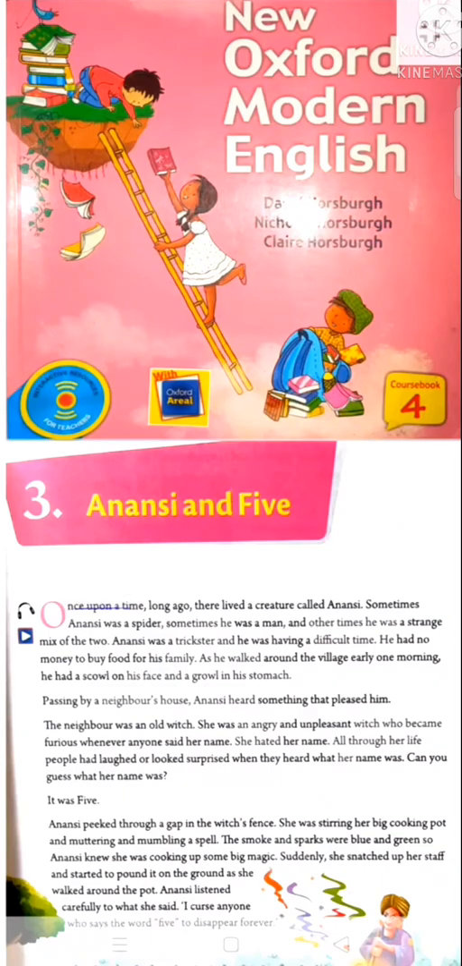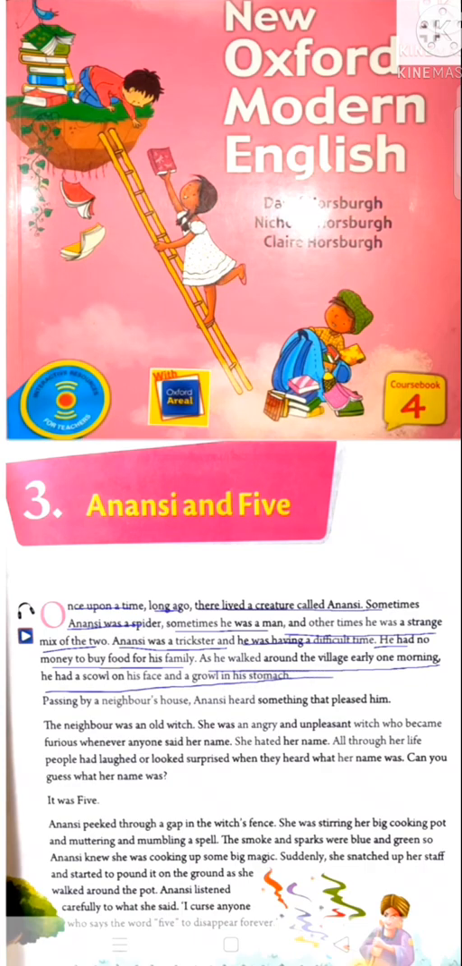Once upon a time, long ago, there lived a creature called Anansi. Sometimes Anansi was a spider, sometimes he was a man, and other times he was a strange mix of the two. Anansi was a trickster, and he was having a difficult time. He had no money to buy food for his family. As he walked around the village early one morning, he had a scowl on his face and a growl in his stomach.